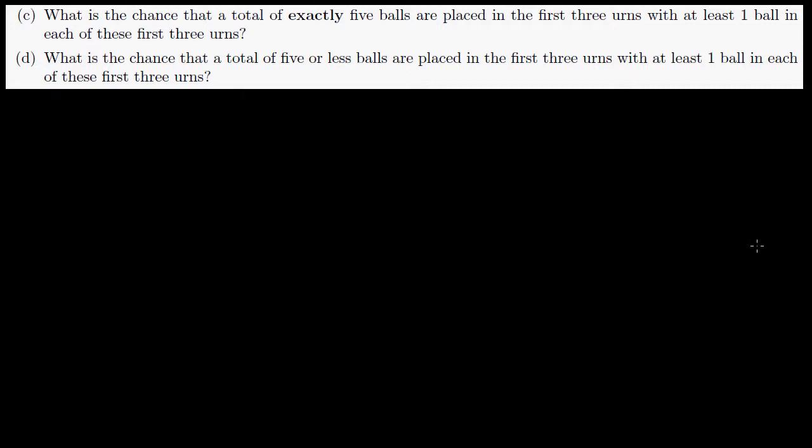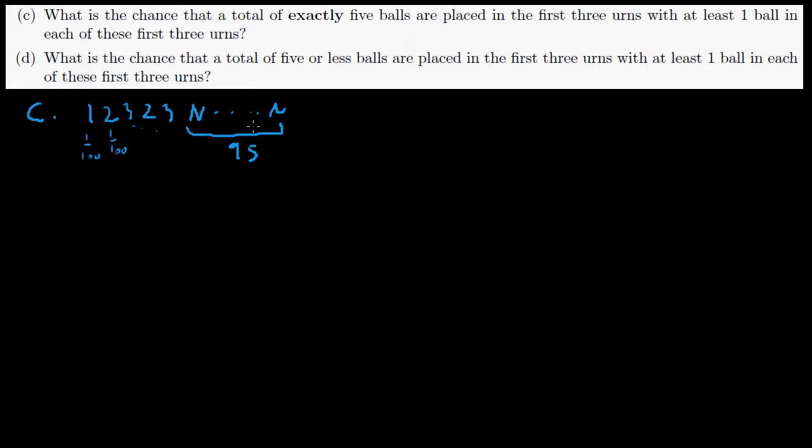So what is the chance that a total of exactly 5 balls are placed in the first 3 urns with at least 1 ball in each of the 3 urns? So what do those sequences look like here? We could have 1, 2, 3, 2, 3, say, and then let's just call it other, no, and then no. So I have 95 of these. So the chance of getting this particular sequence, well, this is 1 over 100, this is 1 over 100, and so on.